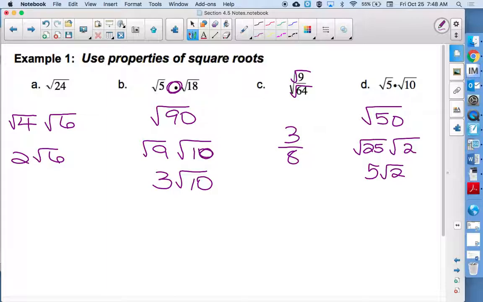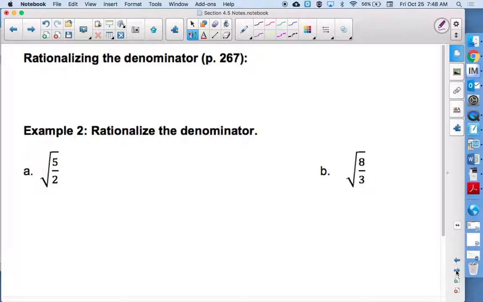Questions? Hopefully that was pretty much a review for you. The top of the page has some fractions in them that we're going to look at, something called rationalizing the denominator.